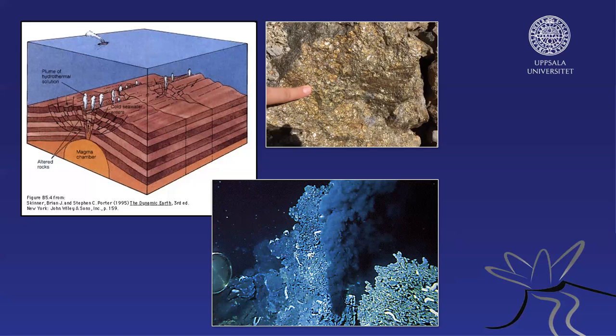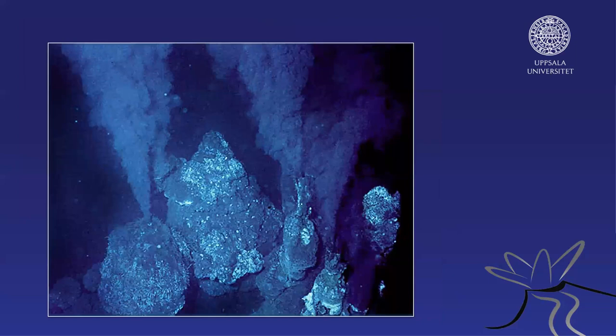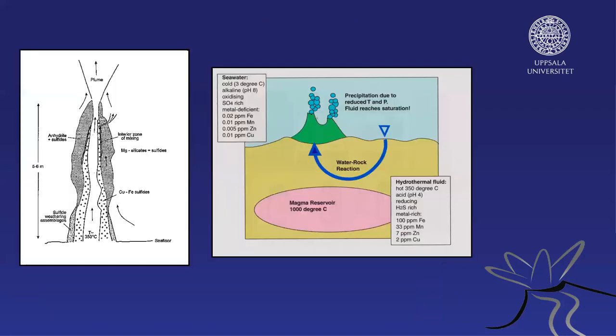This is a black smoker. In more detail, you have chimneys and you have plumes of hot water carrying a lot of chemical elements that were leached by the seawater from the rocks of the oceanic crust. In more detail, this sketch shows this.